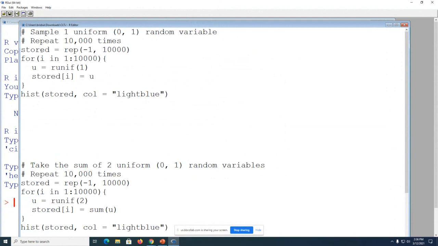So I'm starting with a vector called stored. Actually, let's make this a bunch of NAs. So we're creating a vector with 10,000 empty spots that we can fill with random values. And then I'm going to iterate 10,000 times. I'll generate one random number from a uniform distribution between 0 and 1. And I'm just going to store that. So take a minute to predict what this histogram is going to look like.